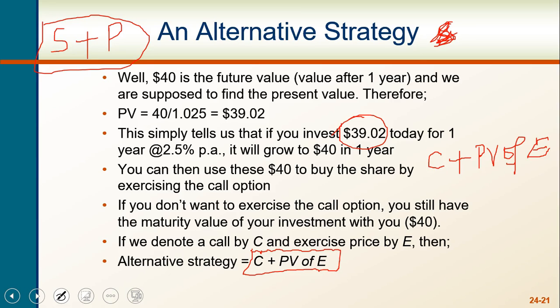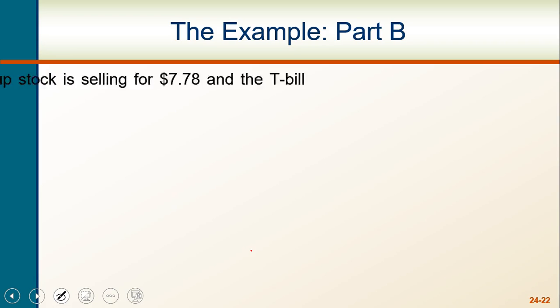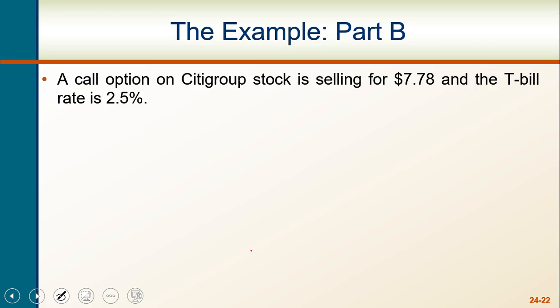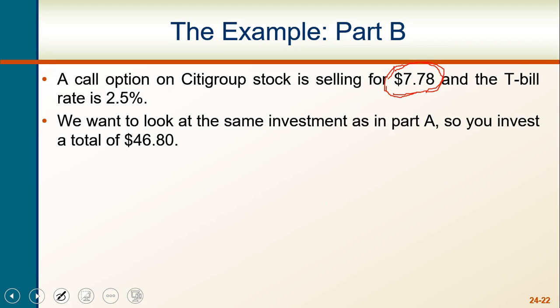And in order to compare these two strategies, we want to give ourselves the same start. Let's assume there's a call option on the Citigroup stock, which is selling for $7.78. This is the option premium for the call option, and the T-bill rate is 2.5%, which we assumed a little while ago. I said we want to look at the same investment. We want to have the same start. It means that we want our investment in the process to remain equal to $46.80.